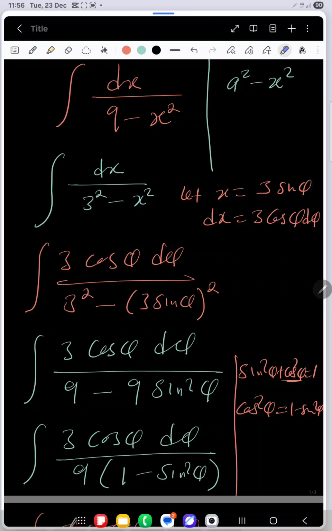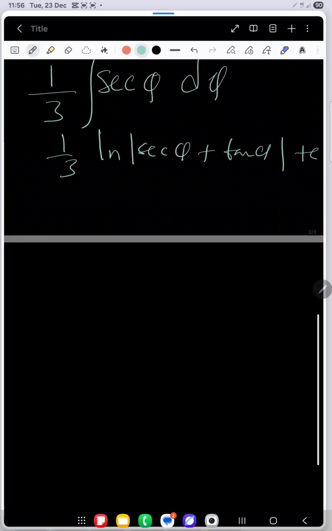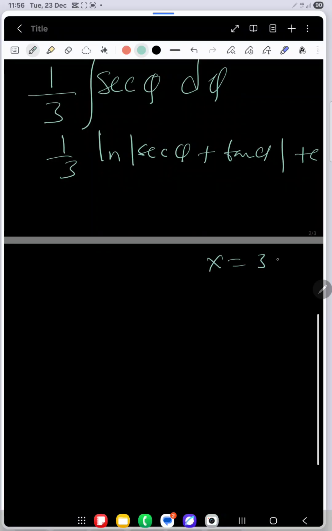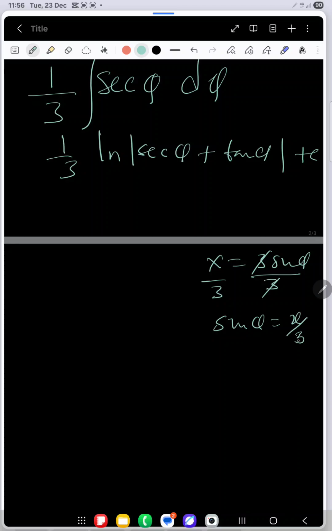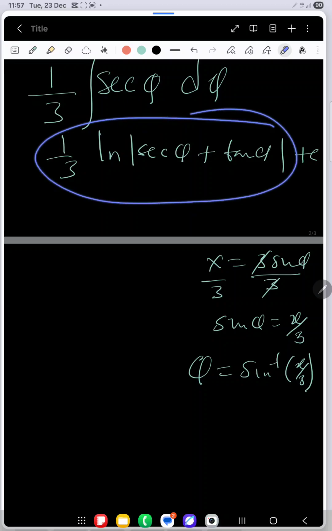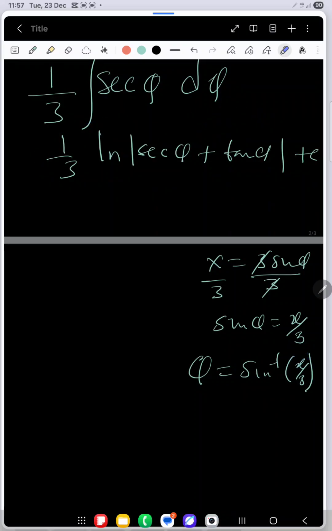So by doing so, we are going to say that x was equal to 3 sine theta. So make theta the subject by dividing first by 3 on both sides, meaning that our sine theta is equal to x over 3. Then make theta the subject. By making theta the subject, you're going to have theta is equal to sine inverse of x over 3. That means where there is theta now in the answer that you found here, replace it by sine inverse of x over 3.